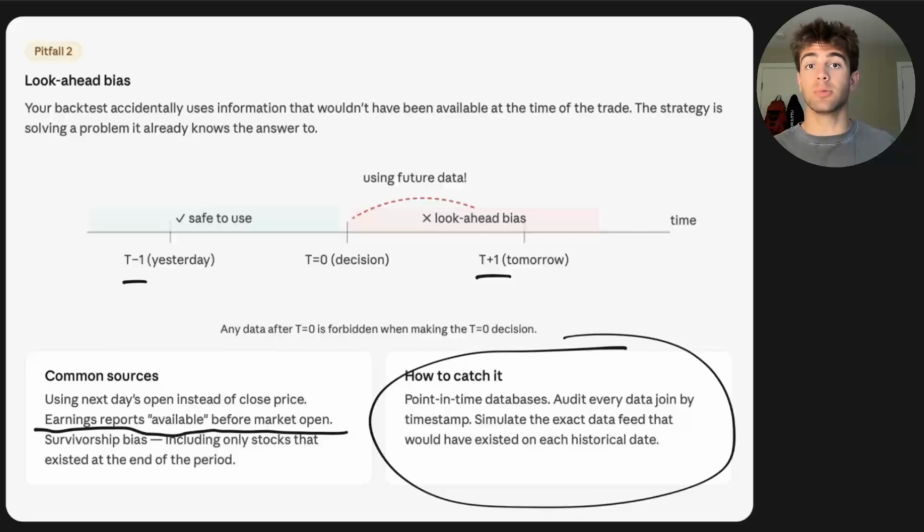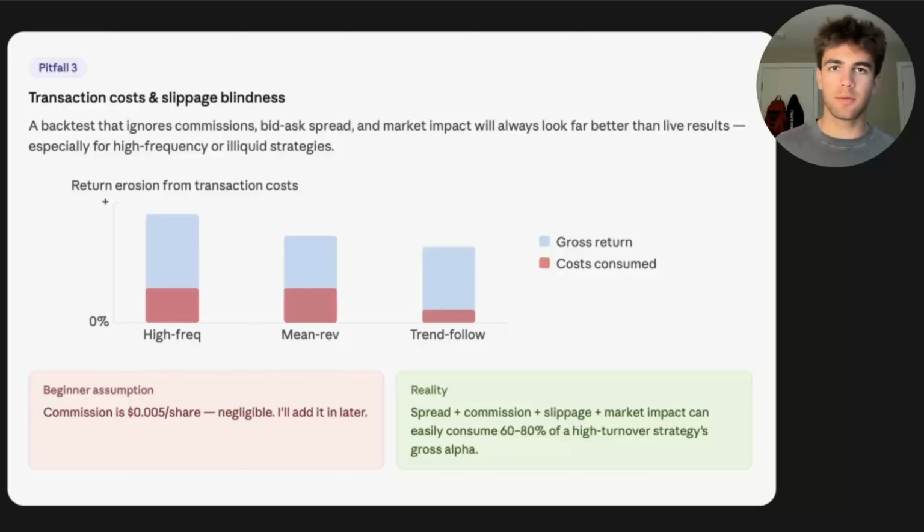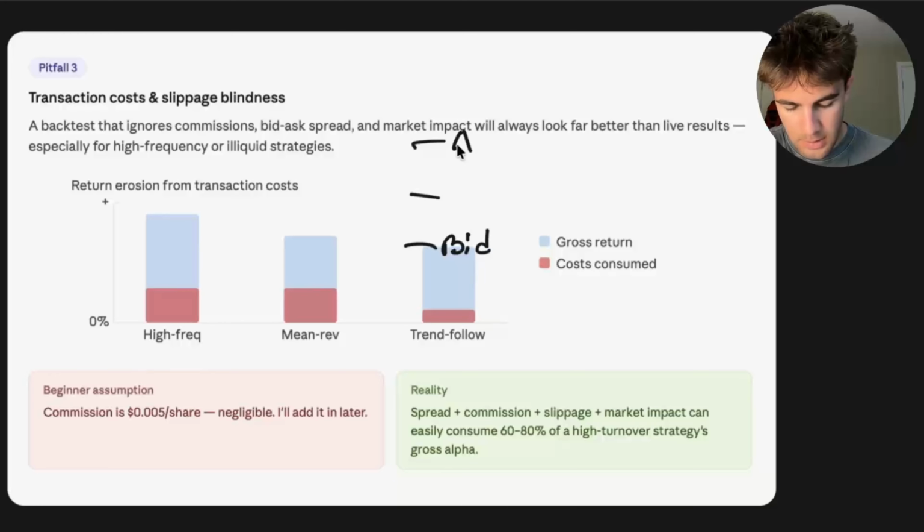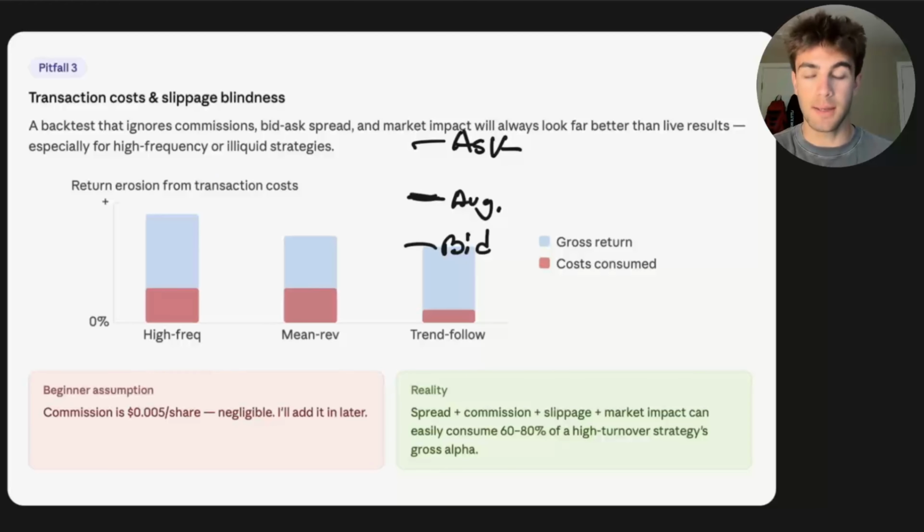Pitfall 3, transaction cost and slippage. This is one that I was made brutally aware of when trading on TradingView for the first time. The spread between bid and ask price was just a nightmare. That was a brutal awakening of the chart, the price that you're going to see on the chart. Say that's here. That's like a phantom price. It's not even real. That is the center of the bid and ask price.